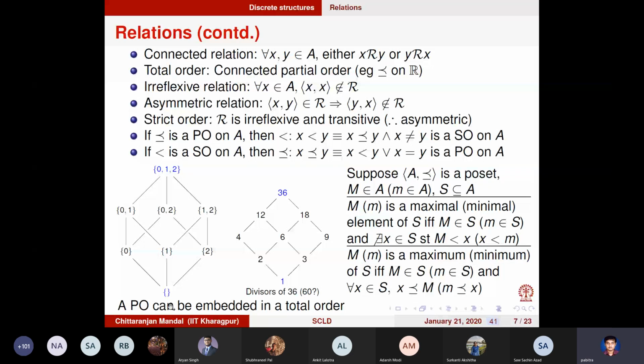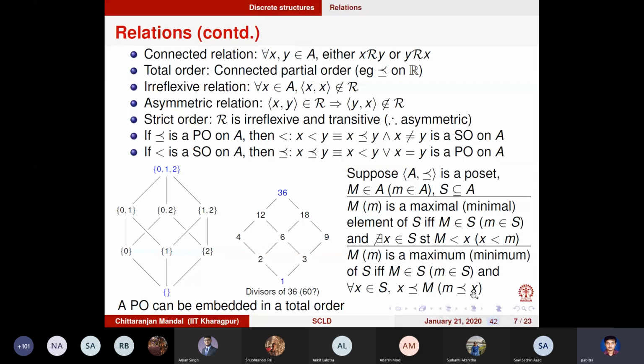If we replace this strict order relation by a partial order, that is the less than or equal to relation, instead of the maximal element, you get the maximum and correspondingly the minimum element. So capital M is a maximum element of a subset S, and similarly small m is a minimum element of the subset S, if for all x, you take any x, it is in the partial order less than or equal to capital M and similarly greater than or equal to small m. Okay, note this difference between the maximal and maximum.